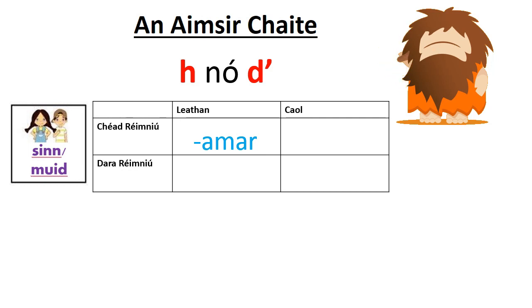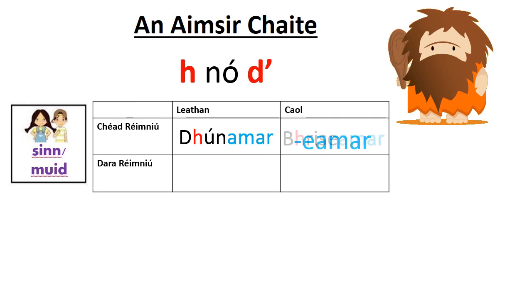Amar, A-M-A-R. For example, dúnamar, we closed. Now our caol ending is eamar, but it's spelt with an E, like bhrisamar, we broke.